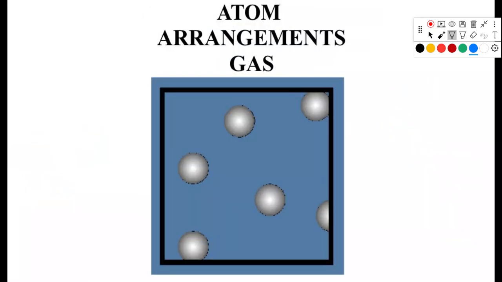And I think I might have even said the word out loud, but how would we describe how these guys are moving? Well, we'd say that they're flying around and they're bouncing off each other.